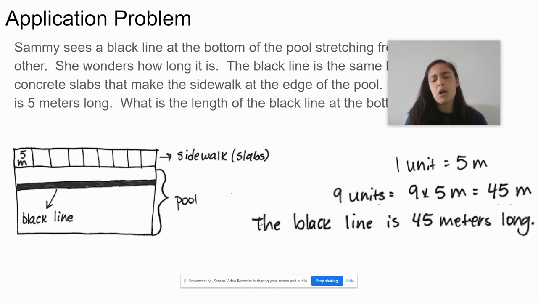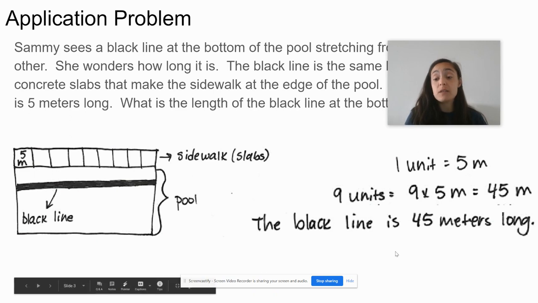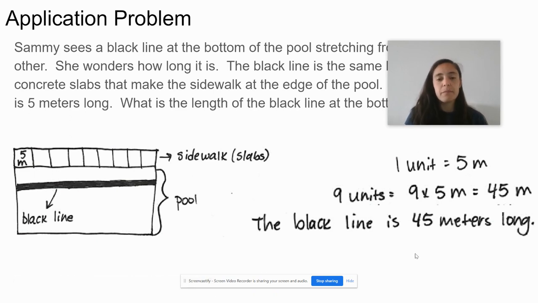And of course we need our write. So we read, we drew our picture, we did our number sentence, and we need our word sentence. So the black line is 45 meters long. All right, I hope you guys got the same thing.